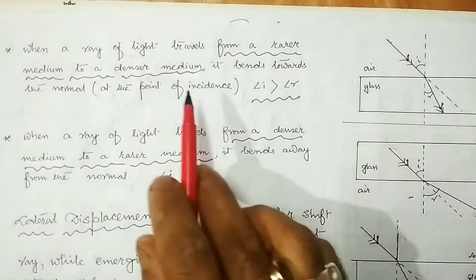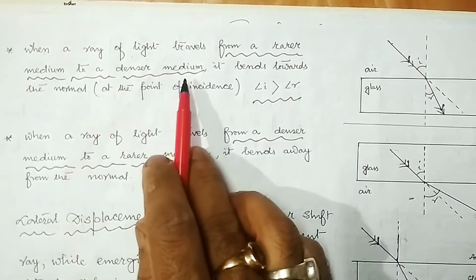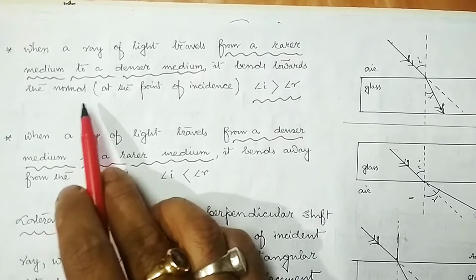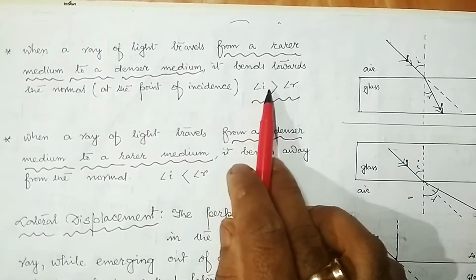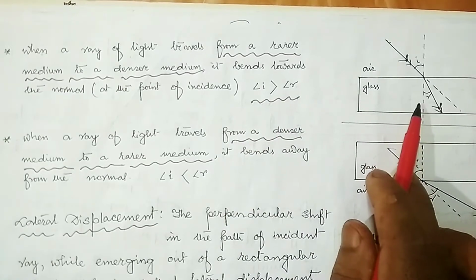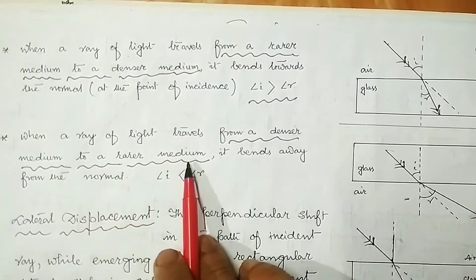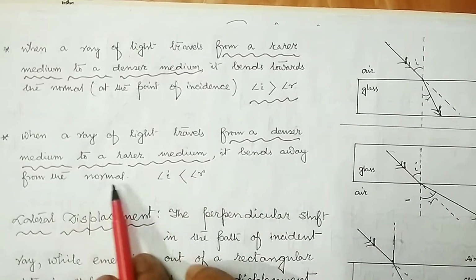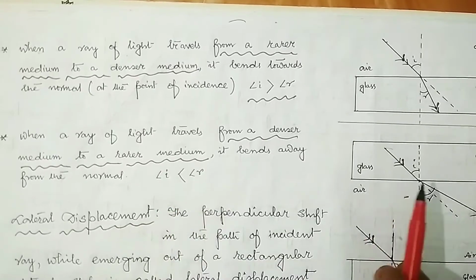So now we can say when a ray of light travels from a rarer medium to a denser medium, it bends towards the normal at the point of incidence, and here angle of incidence will be more than angle of refraction, as you can see here. And when a ray of light travels from a denser medium to a rarer medium, it bends away from the normal. In that case, angle of refraction will be more than angle of incidence, as you can see in this figure.